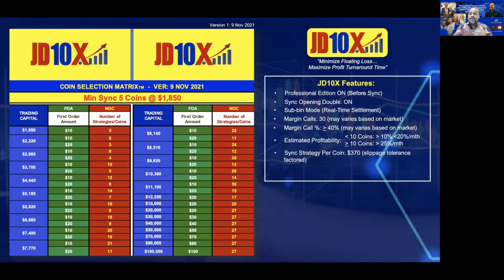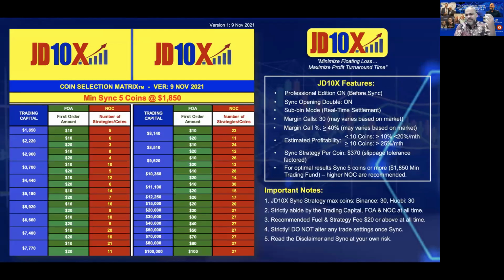Can you see that? Some of these coins I've removed from my list because the slippage is too high. But at the end of it, we are looking at the average. So if you got 10 coins, we are looking at the average. You do not need to worry if some coin opens at $13, because there are some coins that open at about $9 or $10. Can you see that? So we are looking at the average. And the other thing is that for optimal results, as we mentioned, and we want to keep reminding you, minimum is 5 coins. Make sure you have 1850, or if you have 2000 and above, that's the best. Go for JD10X.